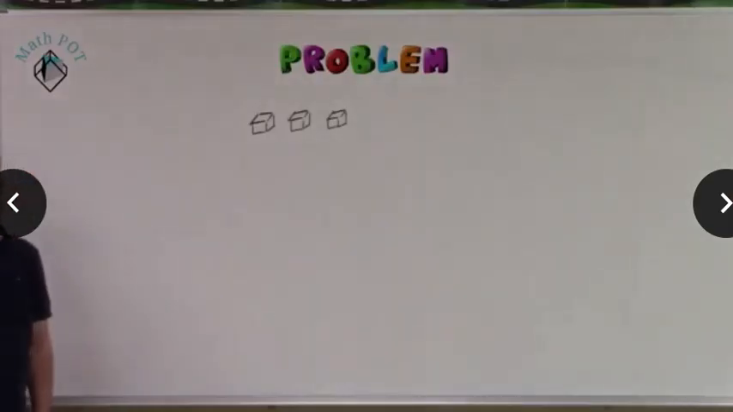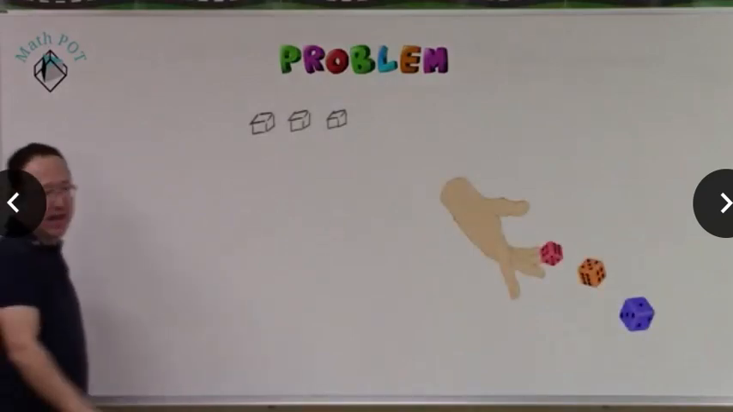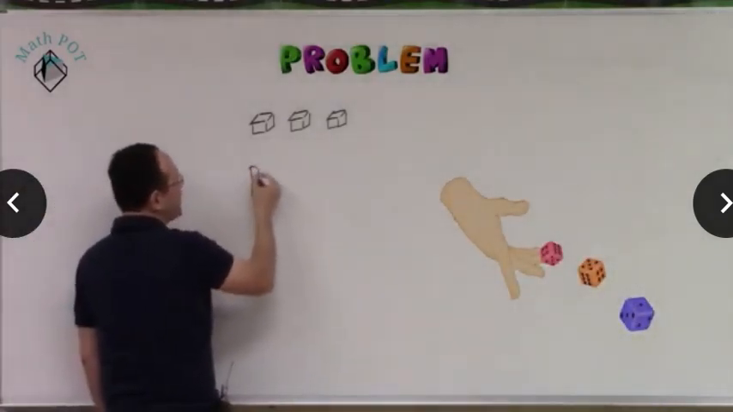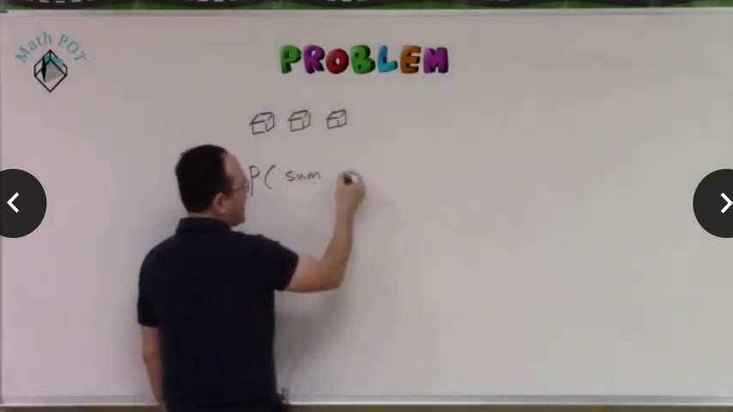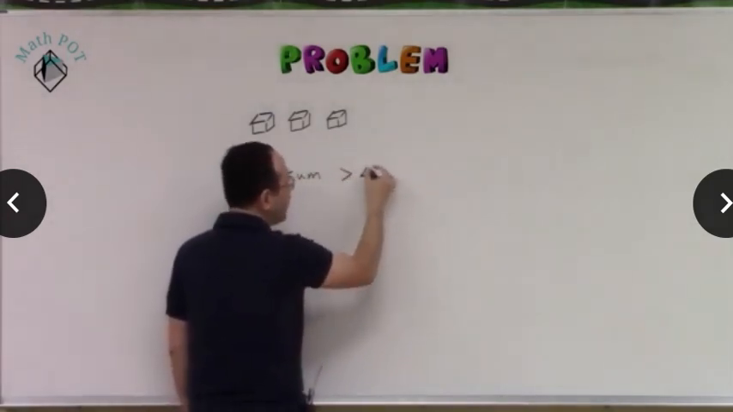Okay, so we want to roll 3 dice at random. What is the probability that the sum of those 3 numbers is greater than 4?